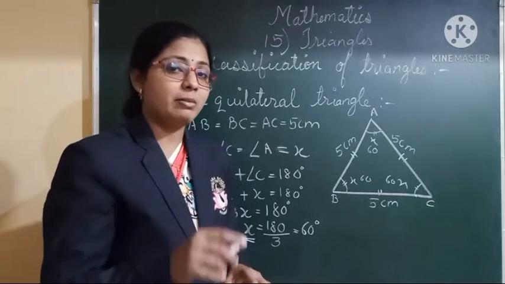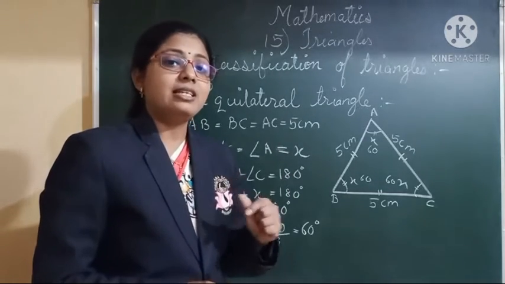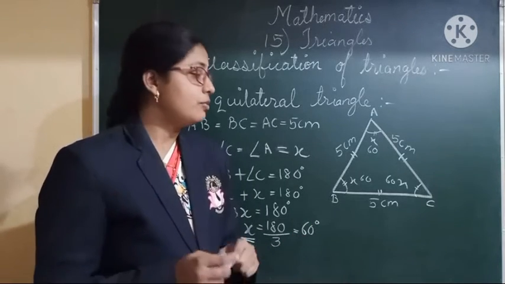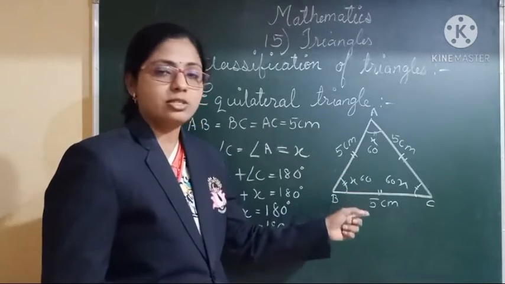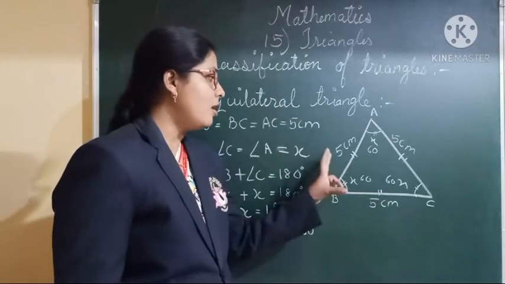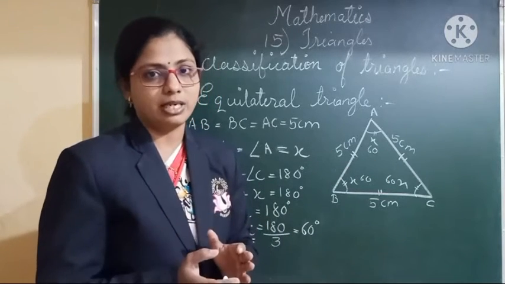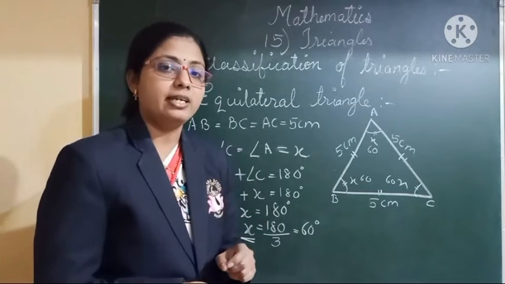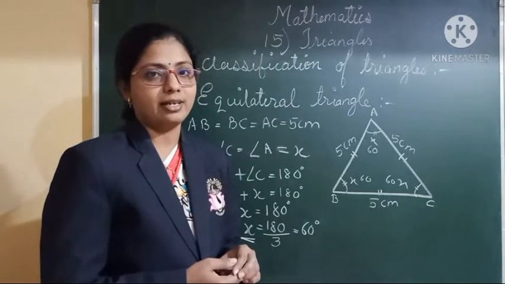Always keep in mind, if it is asked whether the given triangle is an equilateral triangle or not, how will you find out? You will see whether all the angles are 60 degrees or all the sides are of the same measurement. If it is like that, then definitely it is an equilateral triangle.